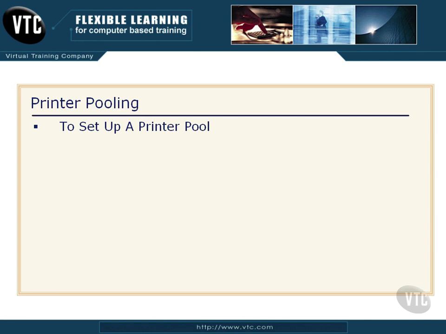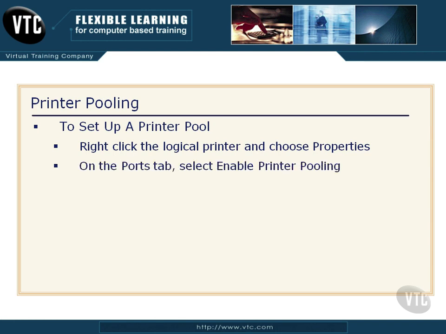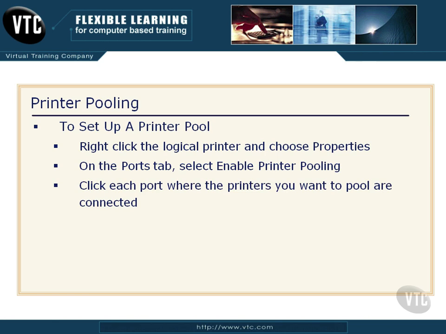So whatever your best printer is, whatever the fastest printer is, that's the first one that you want to load up. Now to set up a printer pool, here are the steps, and again I'll go through these in a separate video. You want to right click on your logical printer and choose Properties. You're going to go to the Ports tab and select the checkbox Enable Printer Pooling, and then you'll click each port where the printers that you want to pool are connected. Notice this assumes that you've already added your printers, you've already set the ports on those printers, and they will show up in this box, and you can choose which ones you want to add to the printer pool. Again, take a look at the video Enable Printer Pooling, and you'll see this demoed.